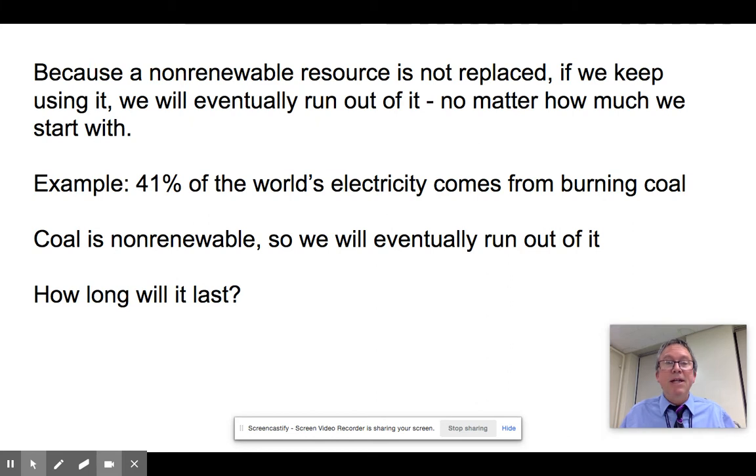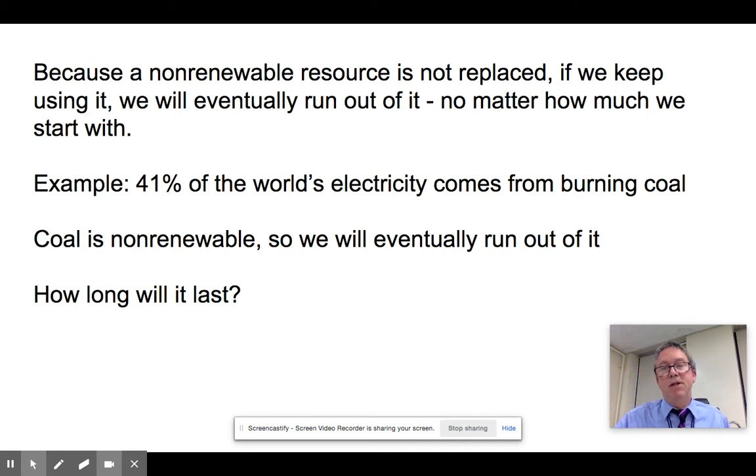So there's an end point, and sometimes it's going to be difficult to figure out when that's going to be. So let's just look through some examples of this and see why there can be some confusion, but there should be no confusion over the fact that you will eventually run out of non-renewable resources. That is a mathematical certainty. So, for example, 41% of the world's electricity comes from burning coal. All right. Coal is non-renewable. It was made 600 million years ago. It's not being made in any time frame we can use.